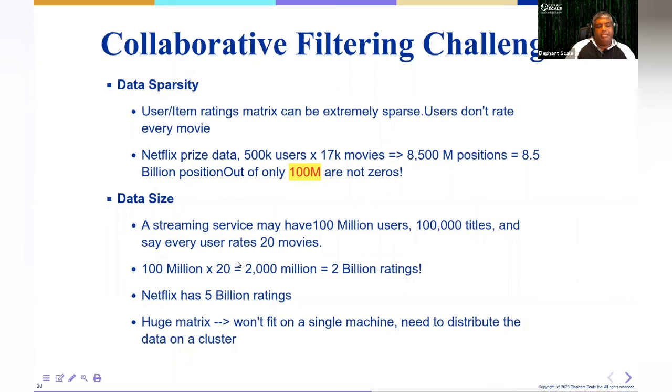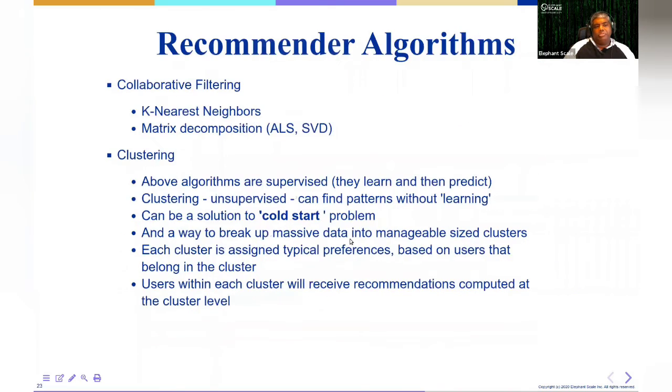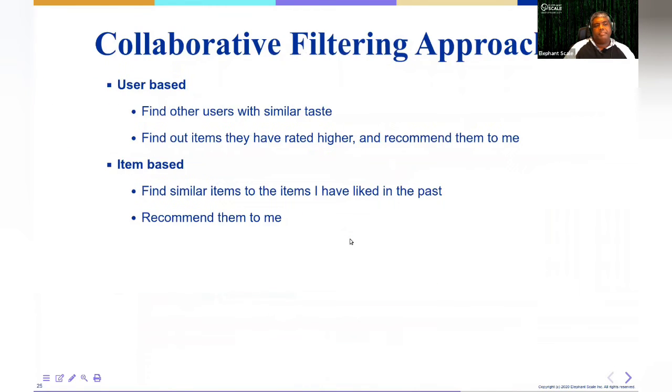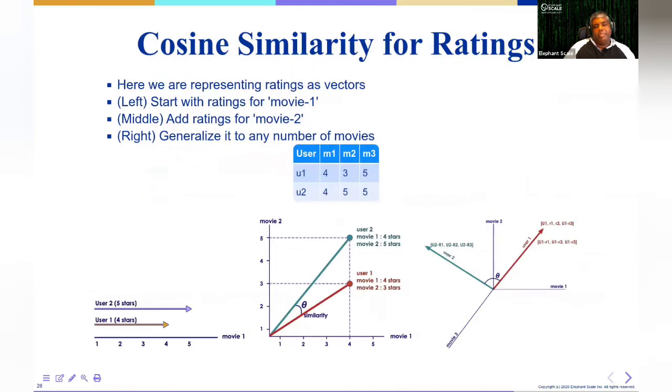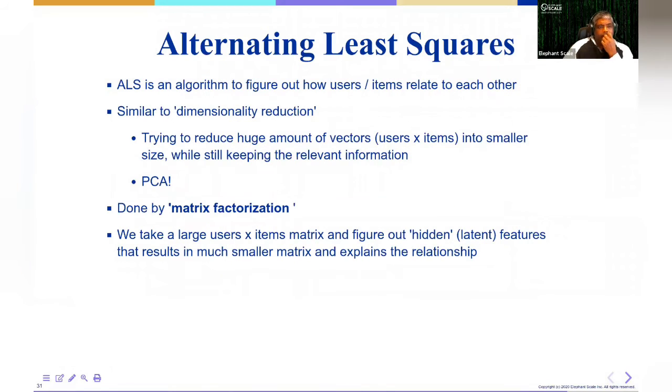Just doing the basic math, if you have 100 million users and 100,000 titles, do the math and see how much data that is. This matrix will not fit on a single machine as it is. So we need to be a little creative on how to solve this matrix, and the way it's done is using matrix factorization. I'll show you the basic idea. Let's say you have one massive matrix. How do you solve it? The algorithm we use is ALS.